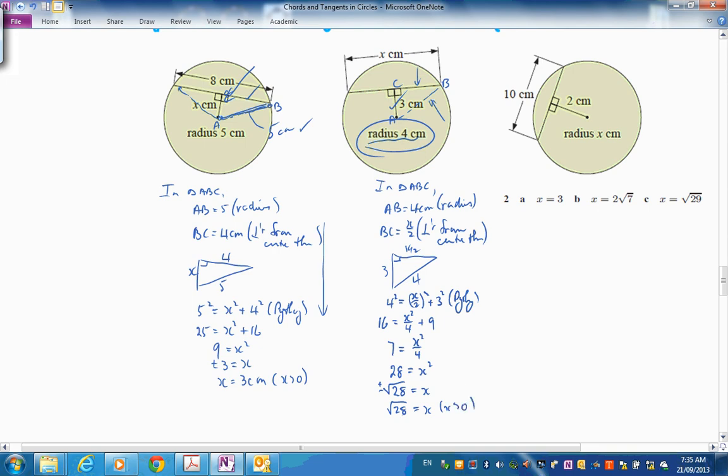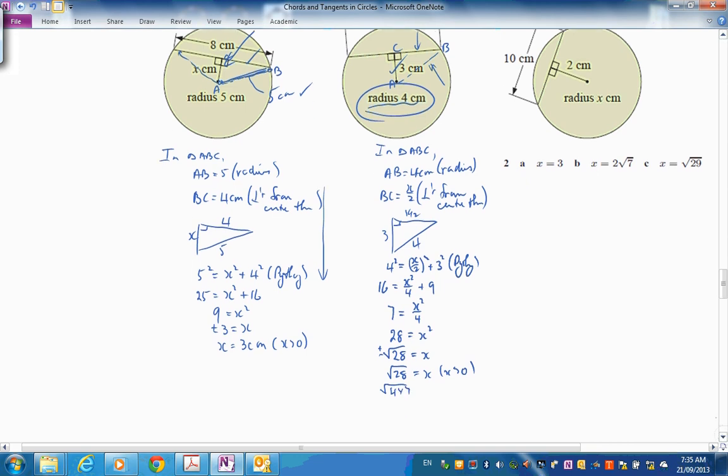And the square root of 28, the square root of 4 by 7, just running out of a bit of room here, so just come up a bit, is x. The root of 4 by root of 7 is x, or 2 root 7 centimetres equals x. Okay, a lot of work there.